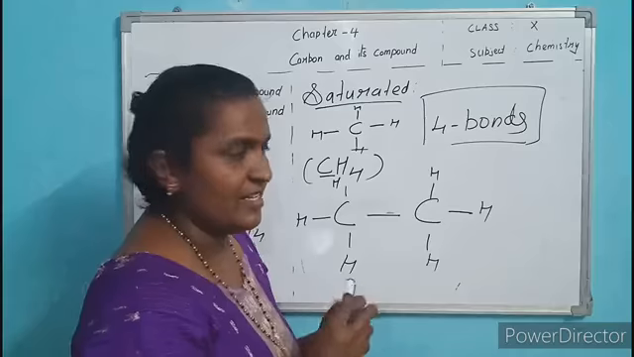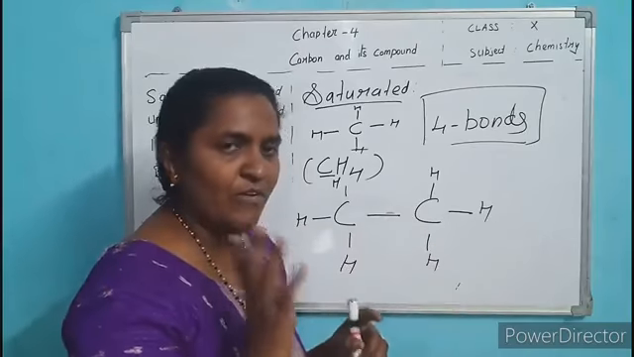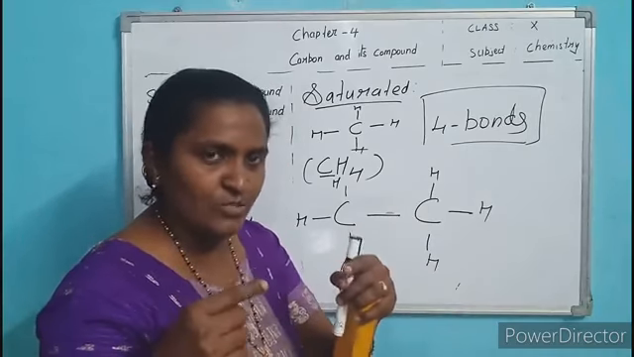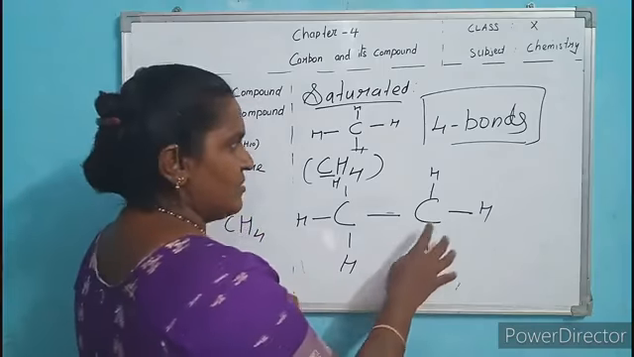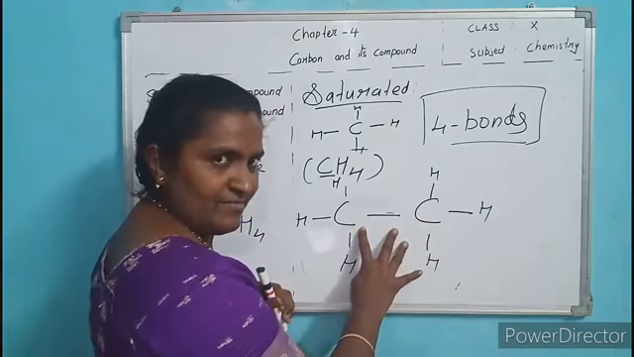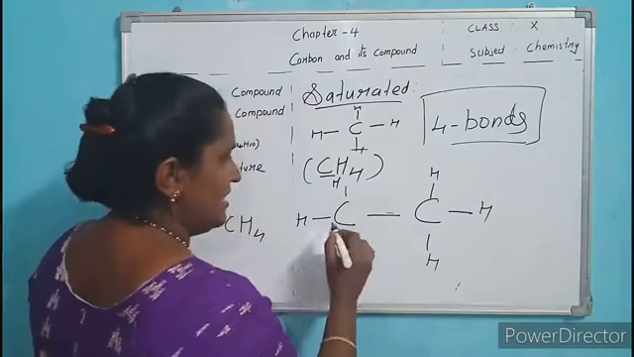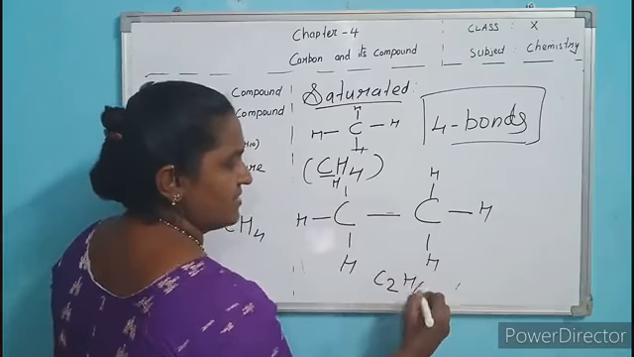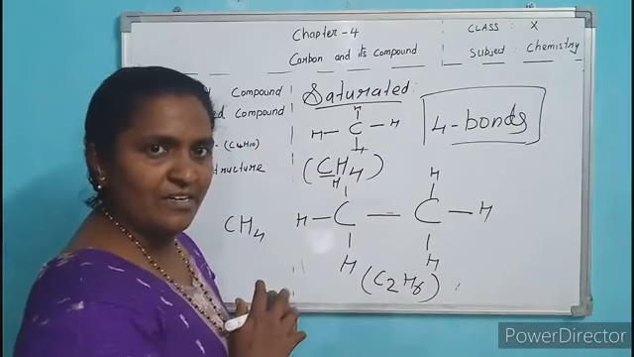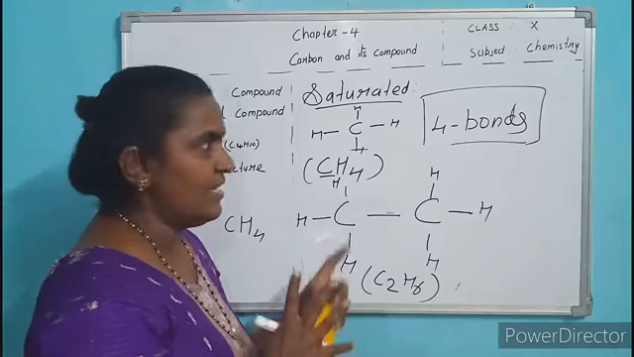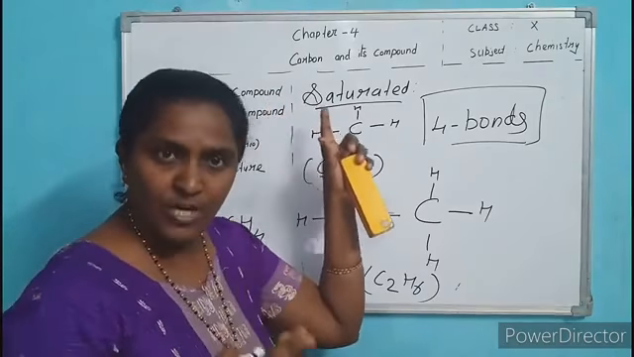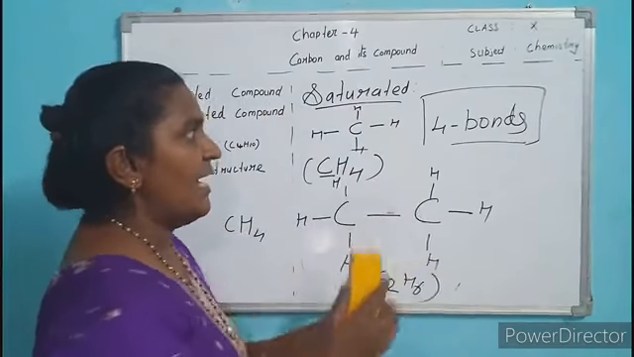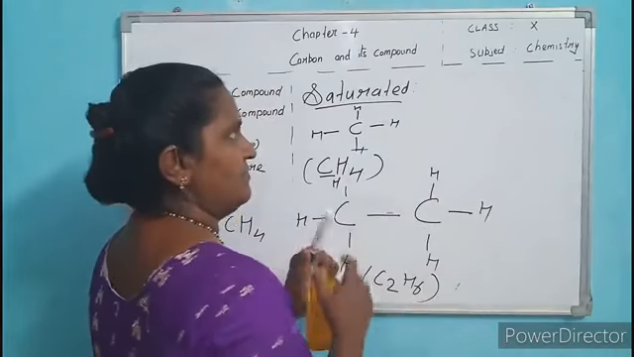Why is it called covalent? Between non-metals they make a covalent bond because sharing occurs. Okay, sharing between 2 elements or 2 atoms. So this is called saturated. What is the formula of this? C2 hydrogen how many? 1, 2, 3, 4, 5, 6. 6. Okay. This is another example of saturated. What is that? Hydrocarbon also we can say, or organic compound. Sometimes it is called hydrocarbon, saturated hydrocarbon.